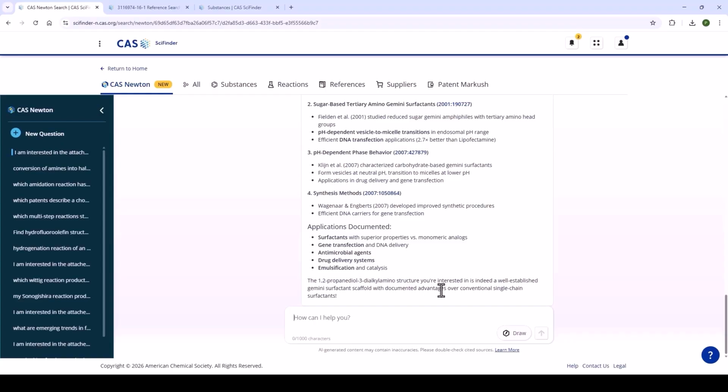So indeed, these are well-established Gemini surfactant scaffolds with documented advantages over conventional single-chain surfactants, and that was the intention of our search. So we've clearly seen that it is possible to use structural elements and text elements and further details about these compounds that we'll be able to use. Mike, any particular comments from you on this example?